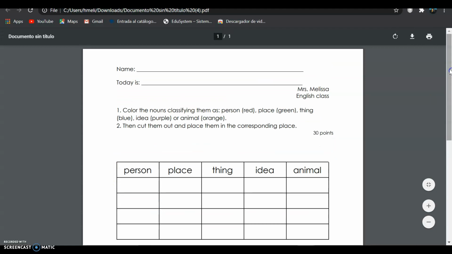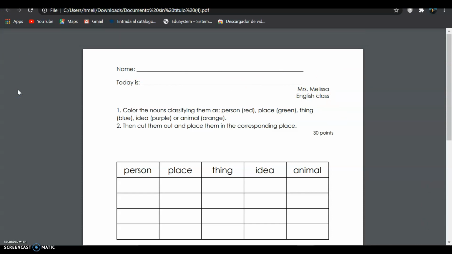And then you're going to send me the evidence of your work. So, you're going to do a great job. I'm very happy.